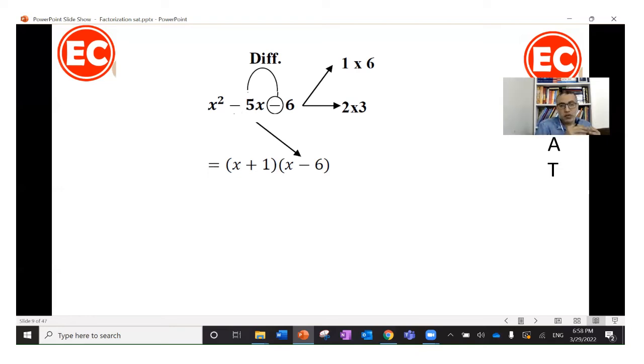This is how to factorize a trinomial when the coefficient of x squared is 1. Notice that in the 3 examples I solved just now, the coefficient was 1.